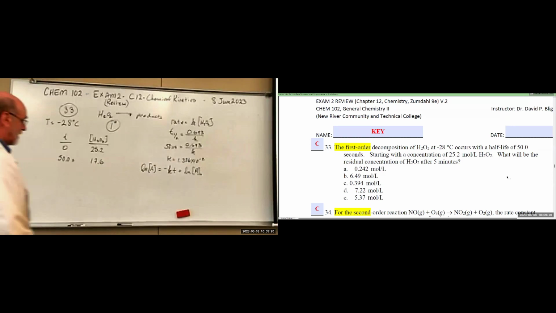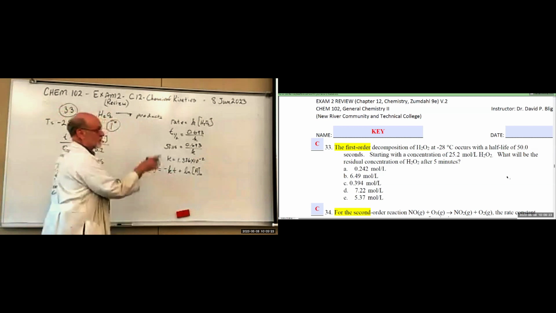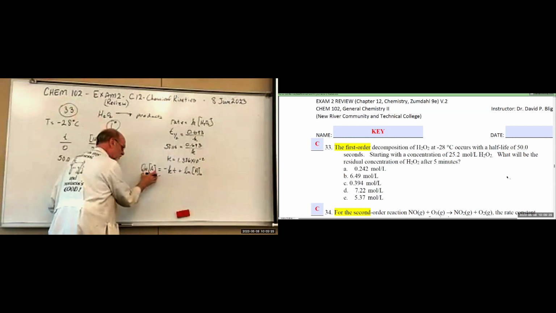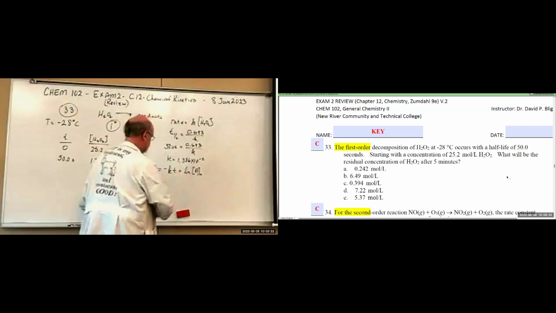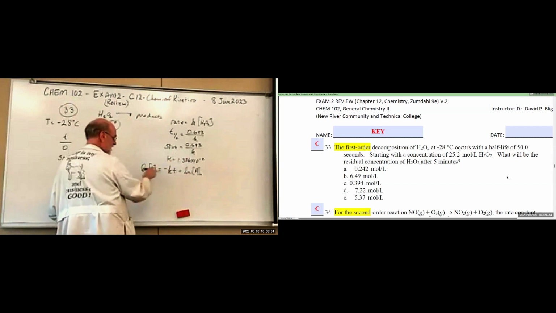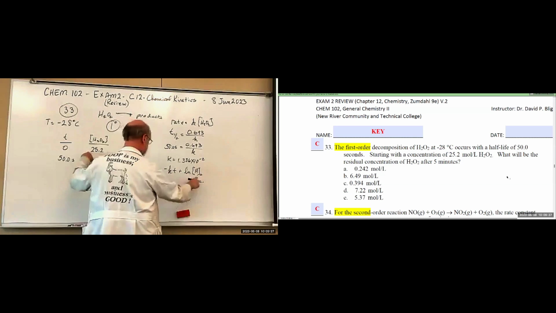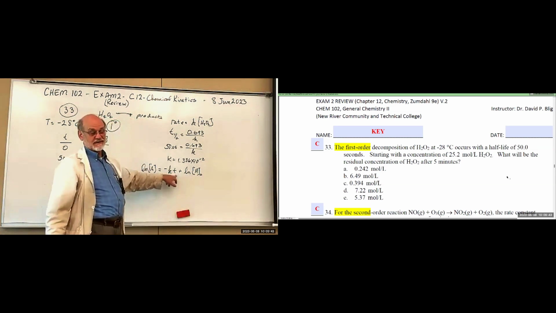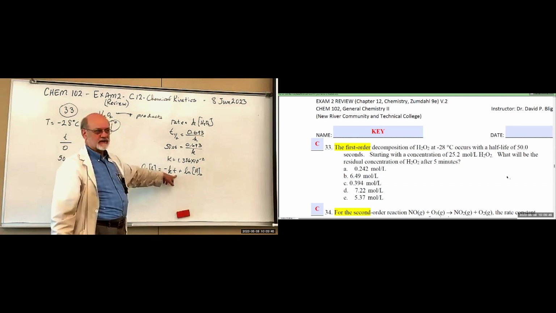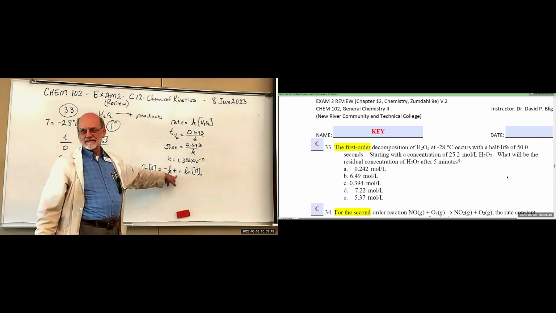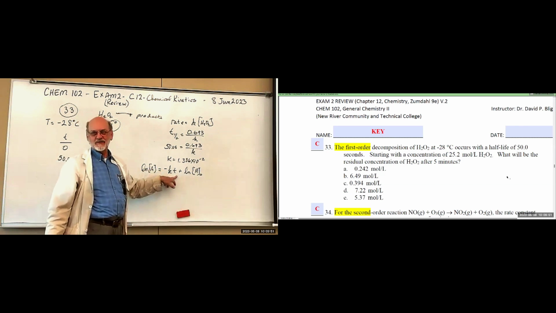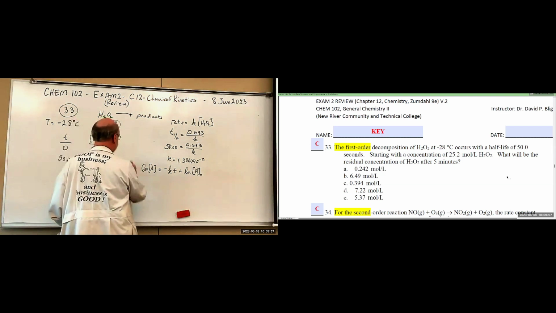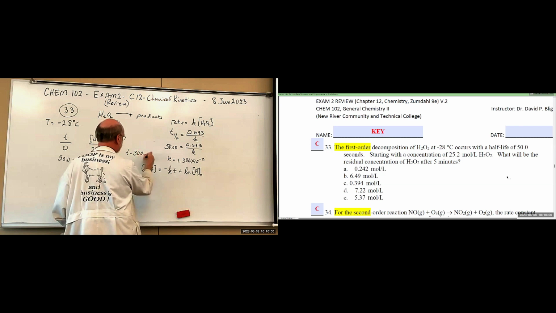Yep. Now we got something with time in it because we want to know what the residual concentration is, what's left over, what is the actual concentration at 5 minutes. Now we've got K. We've got an initial concentration. We've got a time of 5 minutes, but our K is in seconds. So we need, what's seconds out of 5 minutes? 300, right. So time is equal to 300 seconds.